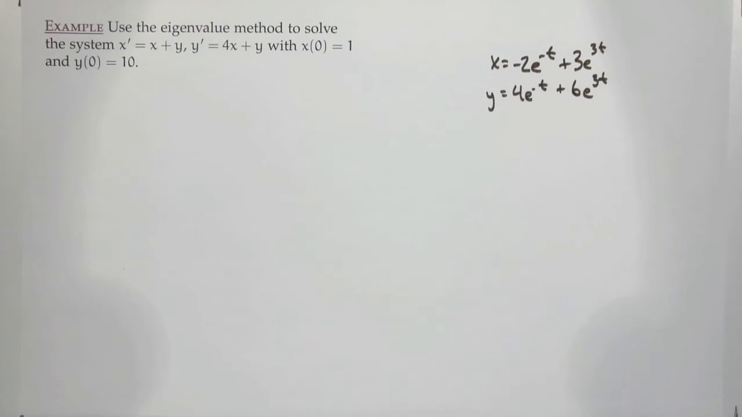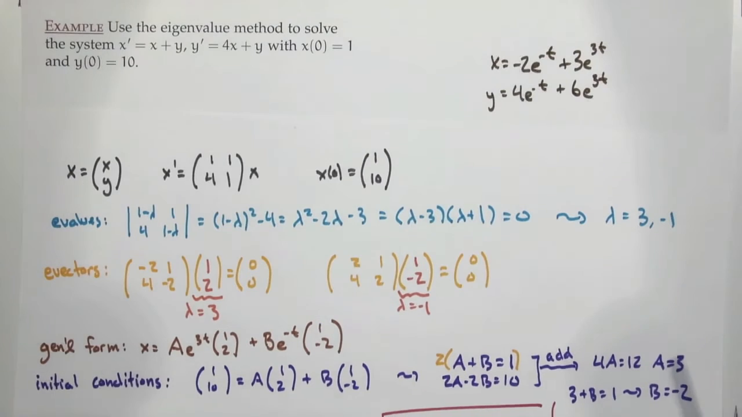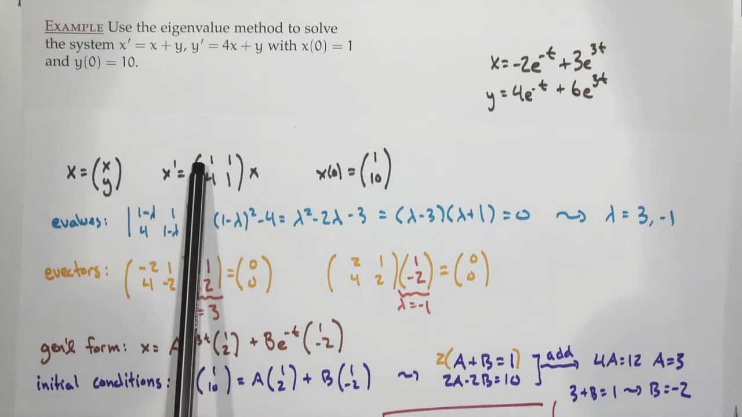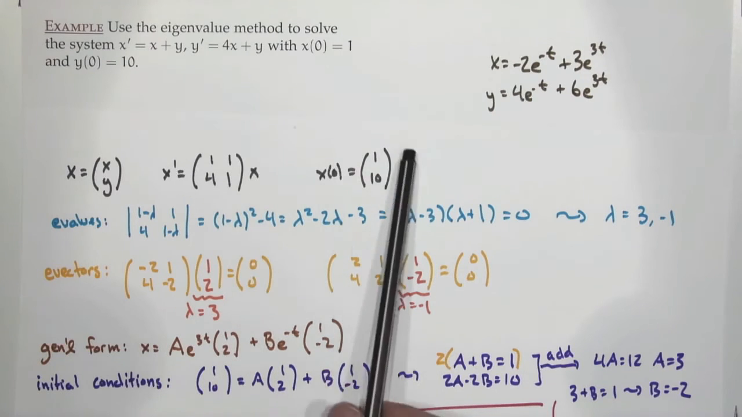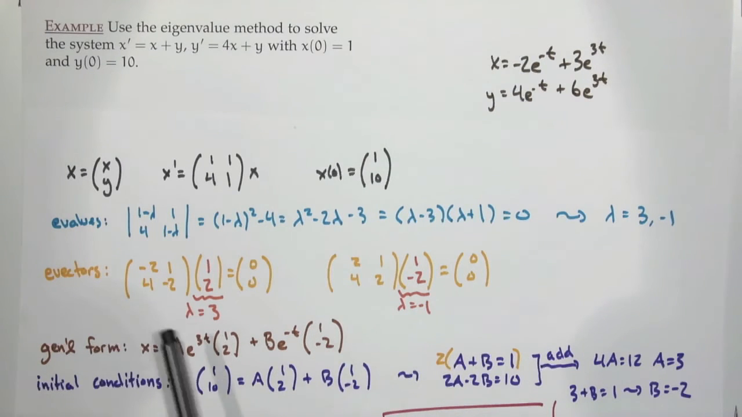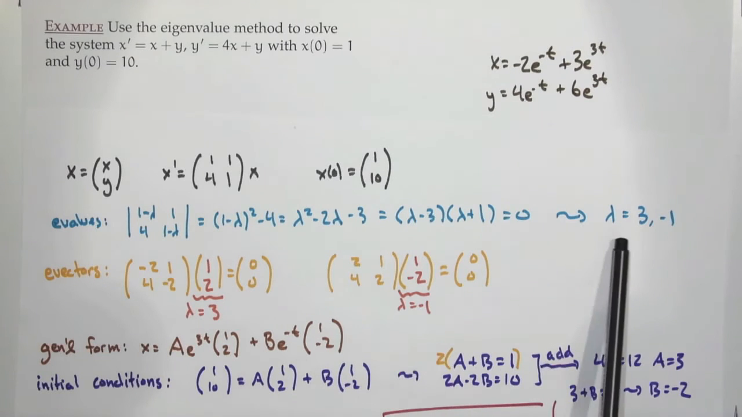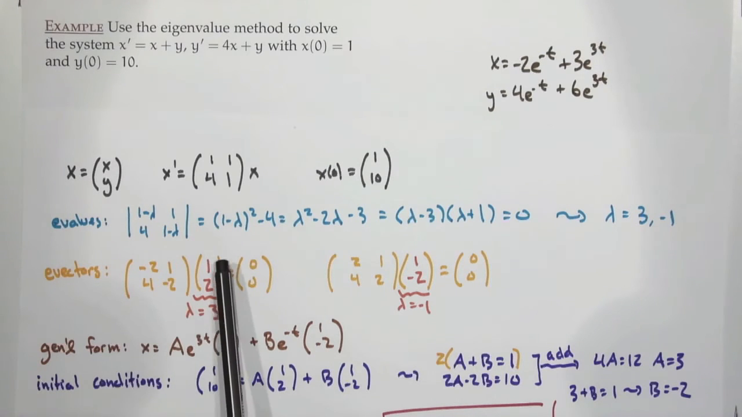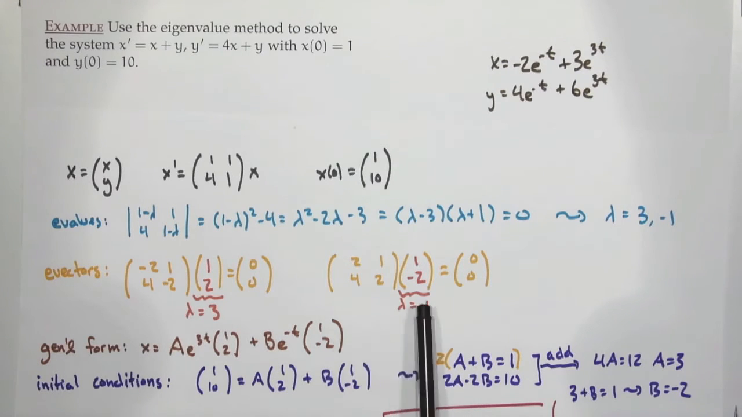So, in the interest of time, let's just talk through it. We set it up as a vector, so it becomes x prime equals [1, 1; 4, 1] x. We have the vector (1, 10) as our initial condition. We solve the eigenvalues and get 3 and negative 1. We work with the eigenvectors. Here I take A minus 3I, and (1, 2) will be something that sends this to (0, 0). Here it's A minus negative 1 I, so it becomes A plus I, and there (1, -2) is the vector that we need.